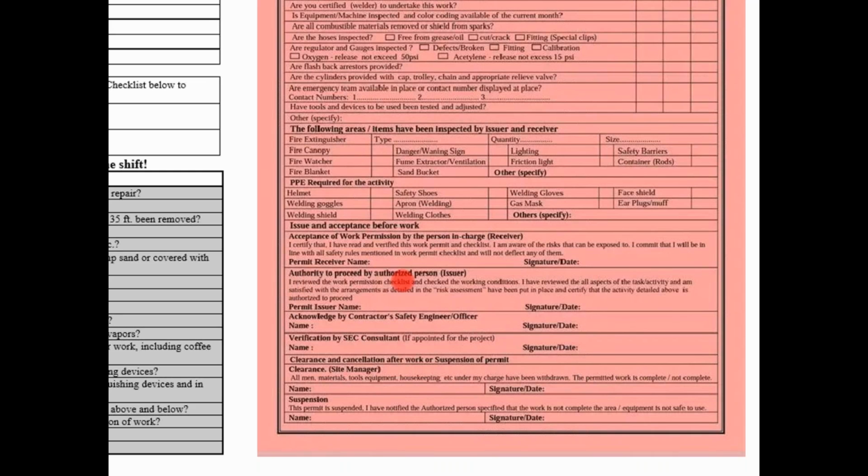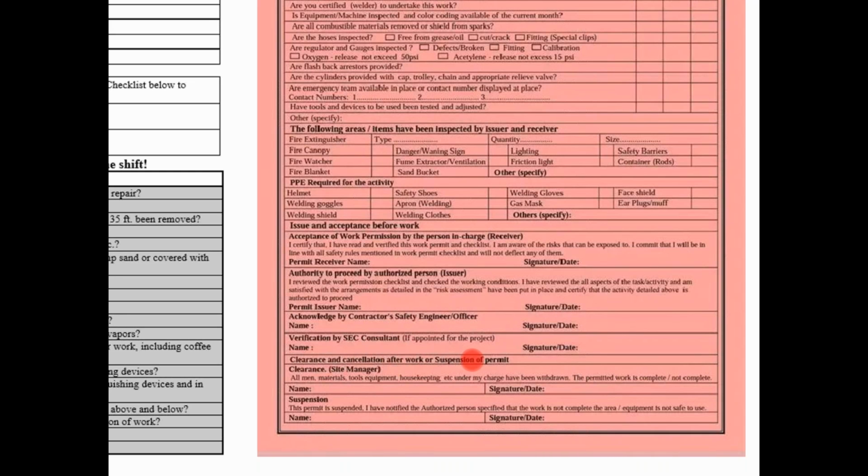Then authority to proceed by the authorized person, that is the issuer. So he is again going to check whether the condition is safe or not, whether the work is completed in a safer way or not. So again, the name, the signature, date and time, then acknowledgment by the contractor, safety engineer and officers and their signs, then verification by the SEC consultant, or clearance and cancellation after work, or suspension of permits.